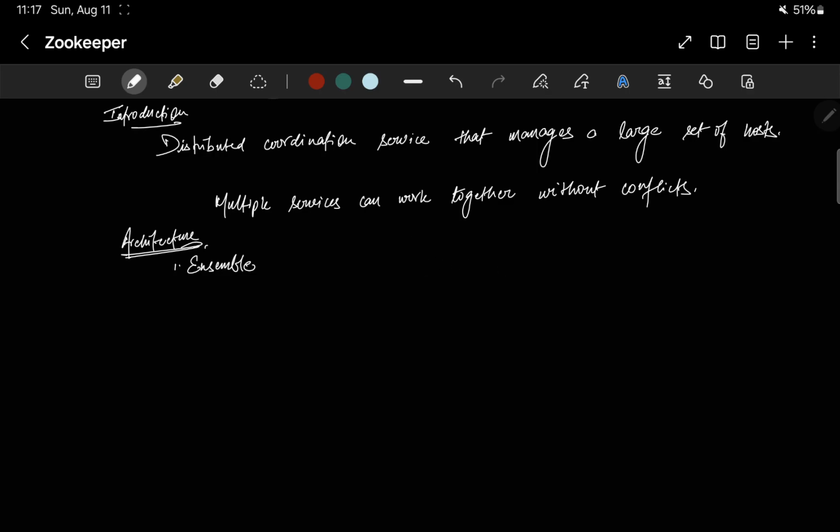So a quorum is the minimum number of servers that must agree for a decision to be made, ensuring that the ensemble can still make decisions even if some servers fail. For example, in a 5 node ensemble, at least 3 nodes must agree to commit a change. If only 2 nodes are operational, the ensemble cannot make any decision. Okay. Next comes ZooKeeper nodes.